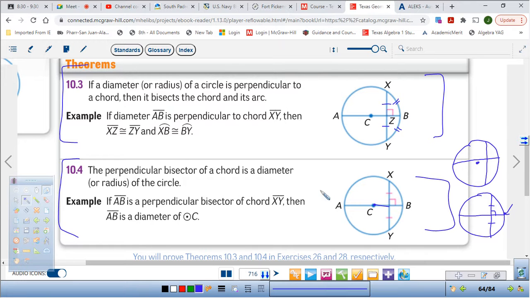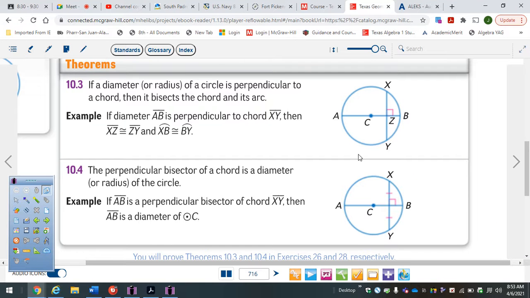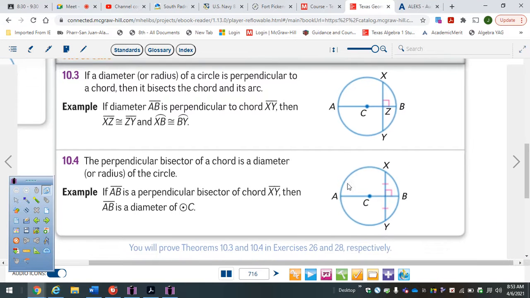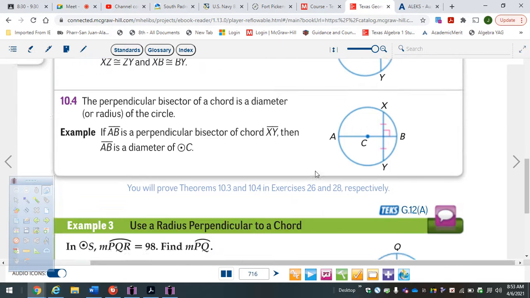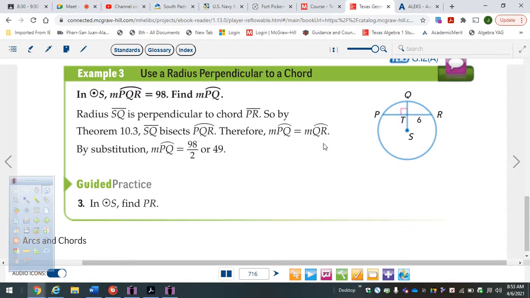Okay, guys, y'all ready? Let's move on to the example. Let's see what's going on here. For the example here, it's going to go on to this perpendicular bisector that gives you the radius, or tells you it's a diameter. If they show you that it's perpendicular, then you know it is going to bisect it. So it's vice versa. Either way, it goes the same way.